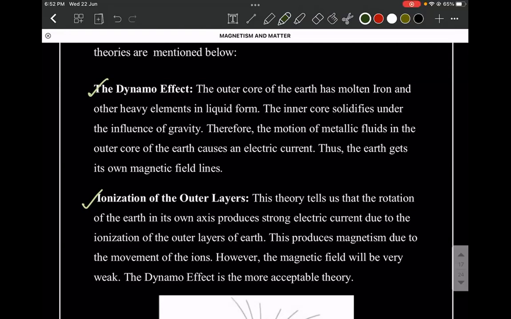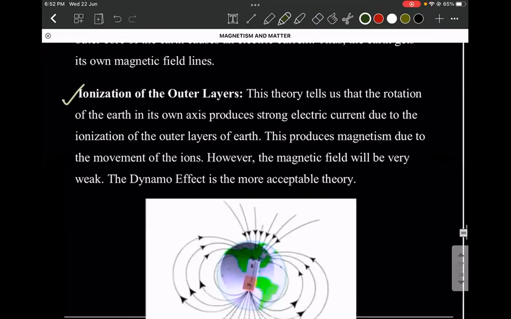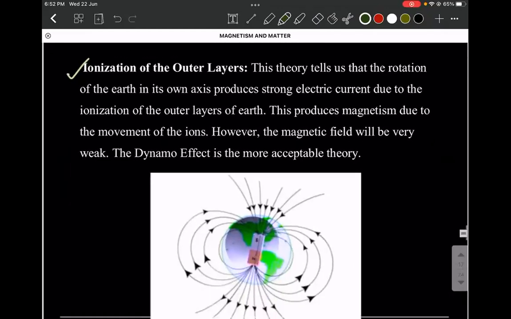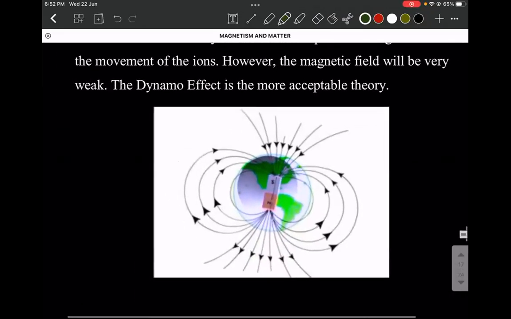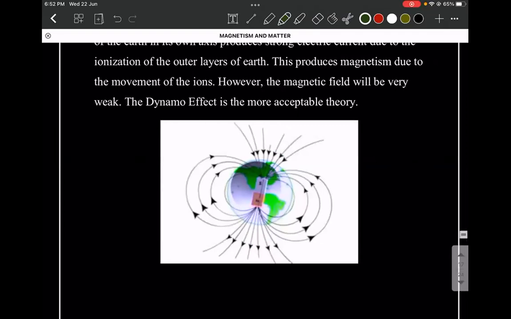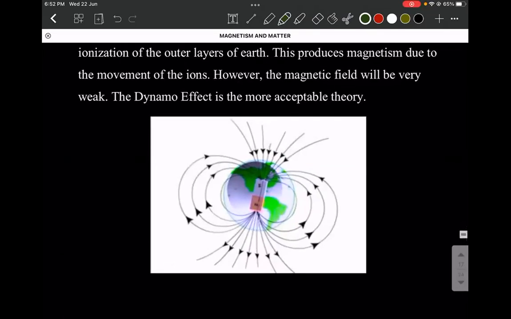Out of these two theories, the dynamo effect has given a more valid explanation for the amount of magnetic field that we are able to sense. That is why the dynamo effect is the more acceptable theory, but that is not the exact theory of why Earth is exhibiting magnetism. So that is the first point that we need to note. To conclude the whole story, nobody will ask you the reason of why Earth is exhibiting magnetism. No question will come.